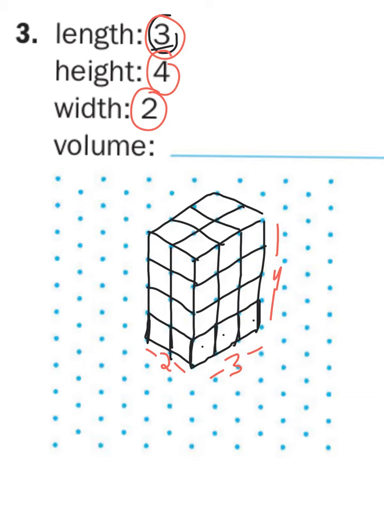Now, if you wanted to count these, you could say, all right, so there's 6 on the top. There's 6 in each level. So in level 1, there's 6. Level 2, there's 6 more, so that's 12, 18, 24. Or, remember, 3 times 4 is 12. 12 times 2 is 24 cubic units.